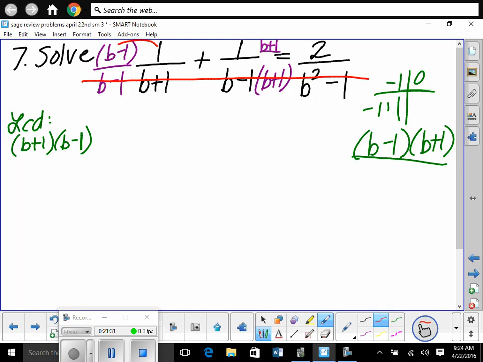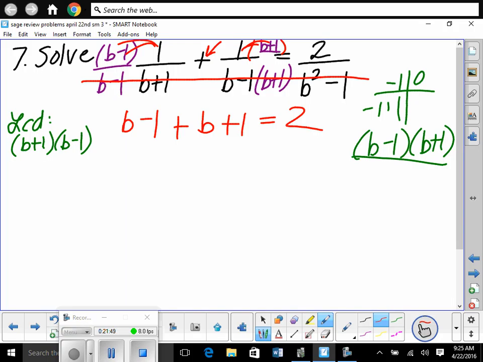So we have 1 times b, 1 times negative 1. So that's b minus 1, right? Plus, we don't have to be careful, it's not subtraction, which is good. So we have 1 times b plus 1. So we have b plus 1. 1 times b is b. 1 times 1 is 1. And that's equal to 2.